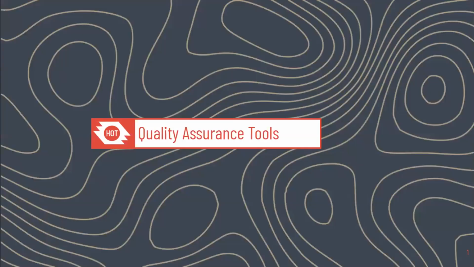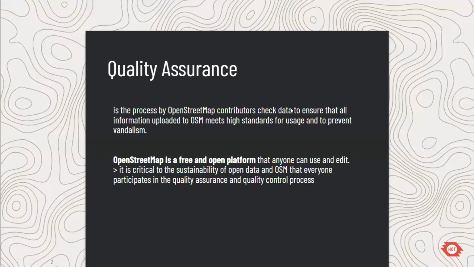Sorry about that delay. So today we are going to talk about data quality assurance tools. First of all, data assurance is the process by which an OpenStreetMap contributor like you checks the data that is included in OpenStreetMap to ensure that it's at high standards and very good for someone to use, and also to prevent misinformation that can lead to damage.